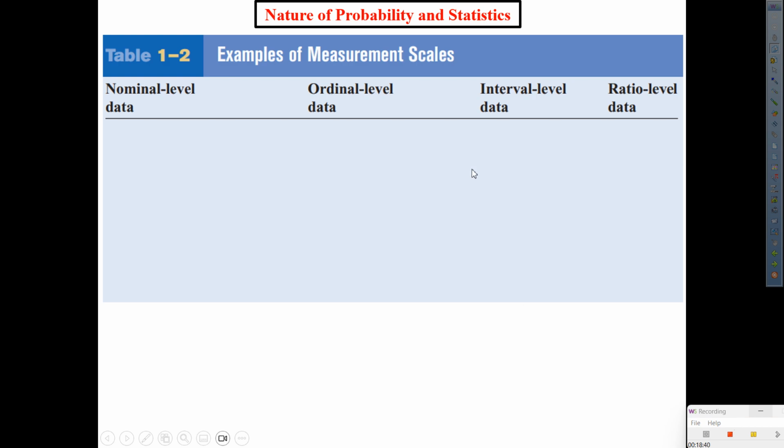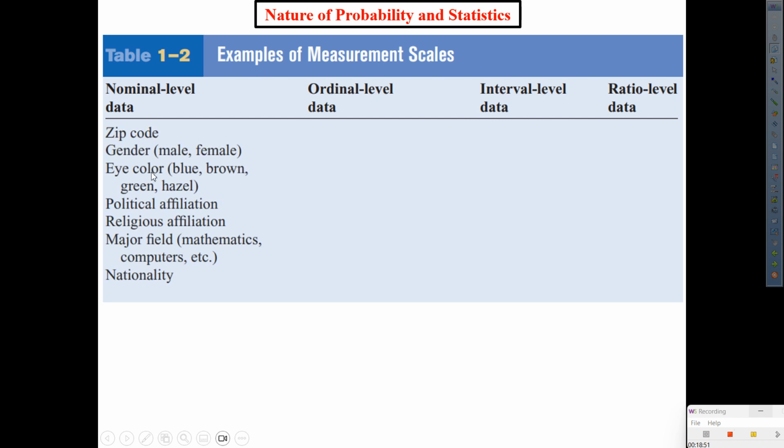All right? So, look up. You're going to find this in your textbook once you go home if you want to recap on the session today. Here are some examples of nominal. Look up. Whenever you gather zip codes, gender, eye color, political affiliation, religious affiliation, major field of study, or nationality, that's just like gathering information according to those things. Do they have any particular order or weight? No. Ordinal.